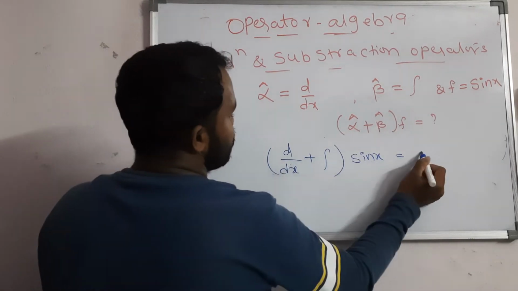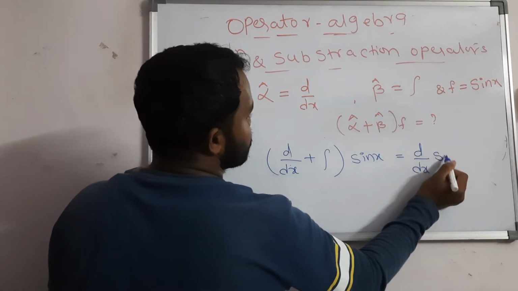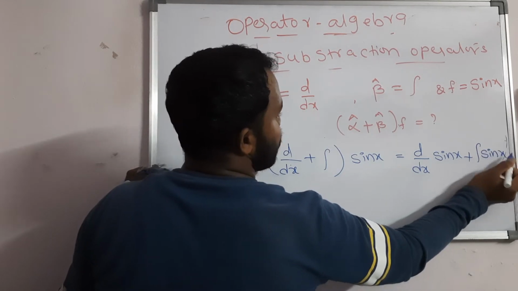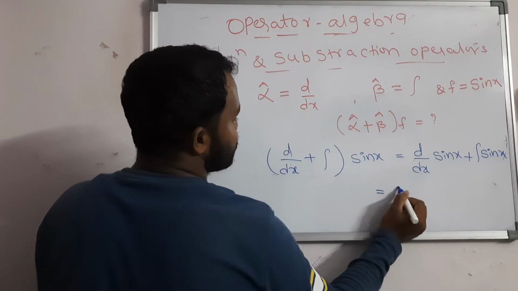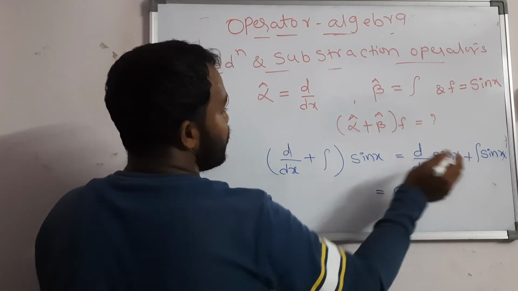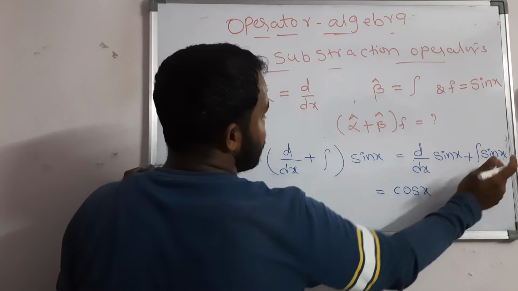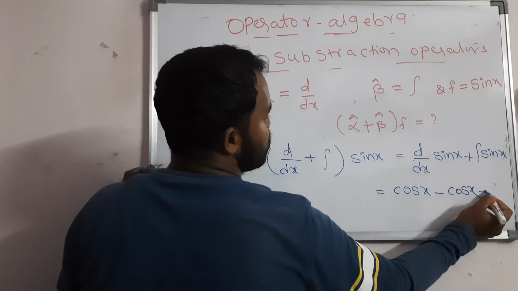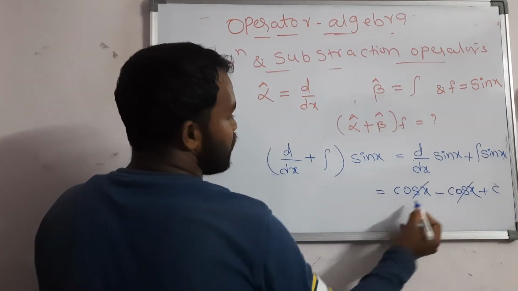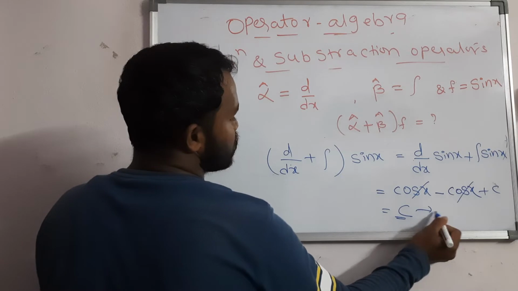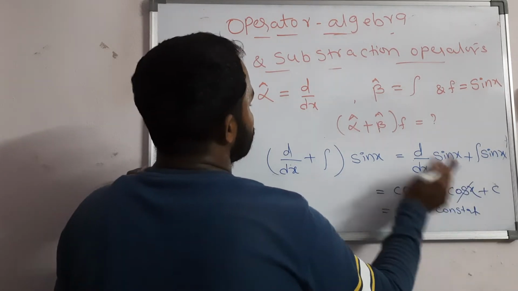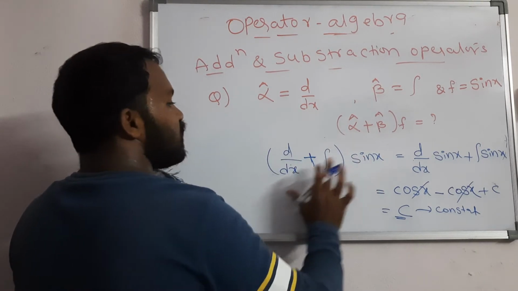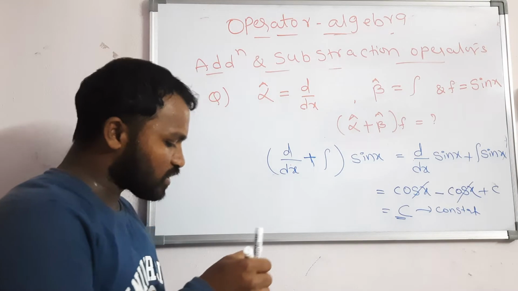So what will you get? Same, d by dx of sin x plus integration of sin x. D by dx of sin x is cos x, you should remember. Integration of sin x is minus cos x. Whenever you remove the integration, just keep plus c. So cos x minus cos x is 0, and you should write c. C is the constant. So these are the addition operators. This is one operator, this is another operator, this is the function, and you will get a new function.